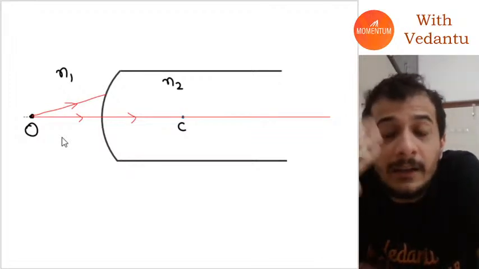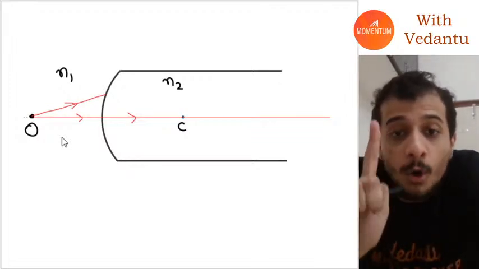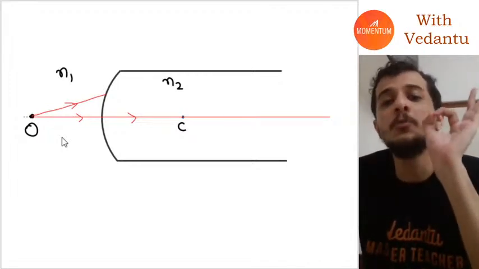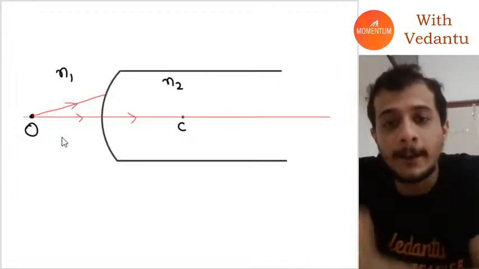So, what about the second ray? Where will that ray go after refraction? In order to understand where that goes, I will need to make the normal at that point.